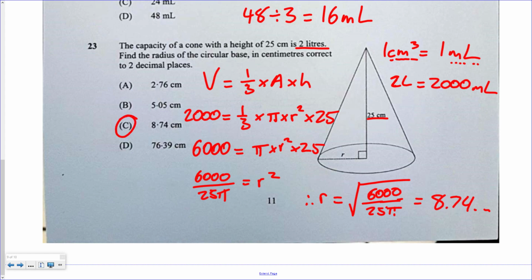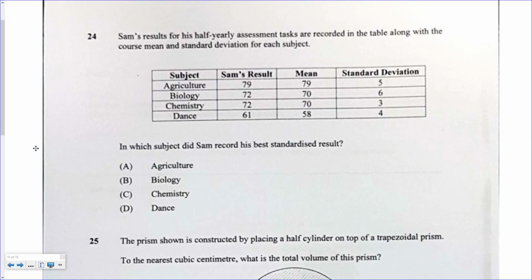So quite a bit to that, but we're getting to the end now. These are like band 5, band 6 questions, so they are supposed to be a bit tricky. Going into these last two questions, here we have Sam's results for his half-yearly assessment tasks recorded in this table. What we want to do is find in which subject he got the best standardized result. A standardized result is like a standardized score, which we know is the Z-score.